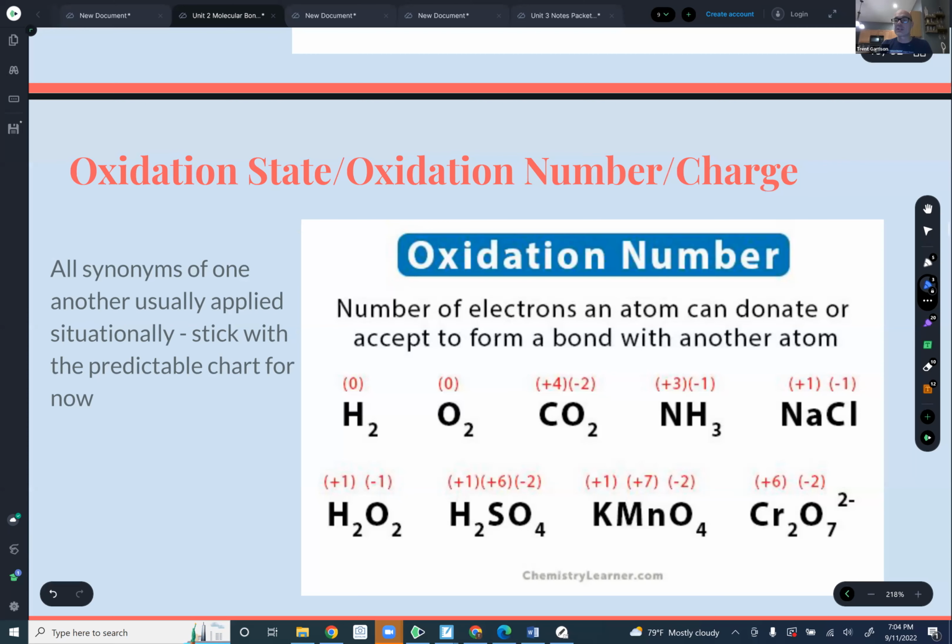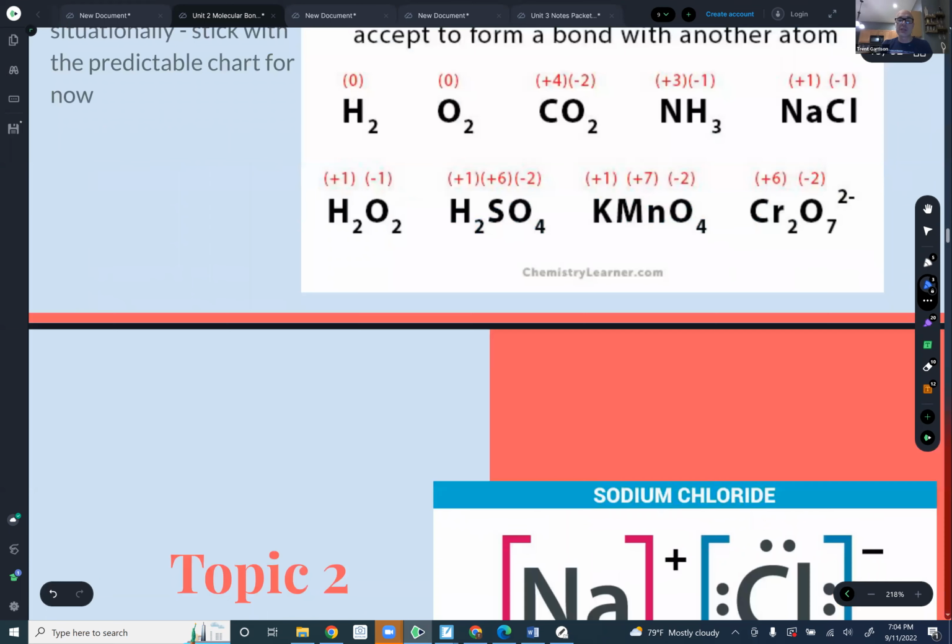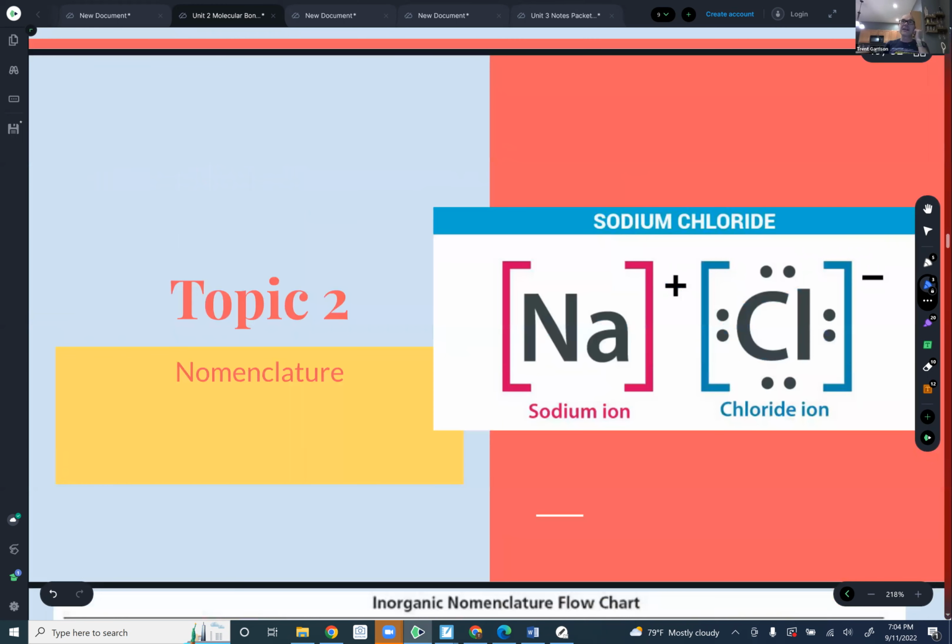So last time we talked about how they form, and the devices we would use to try to memorize the naming. Now we're going to get into how we name them.